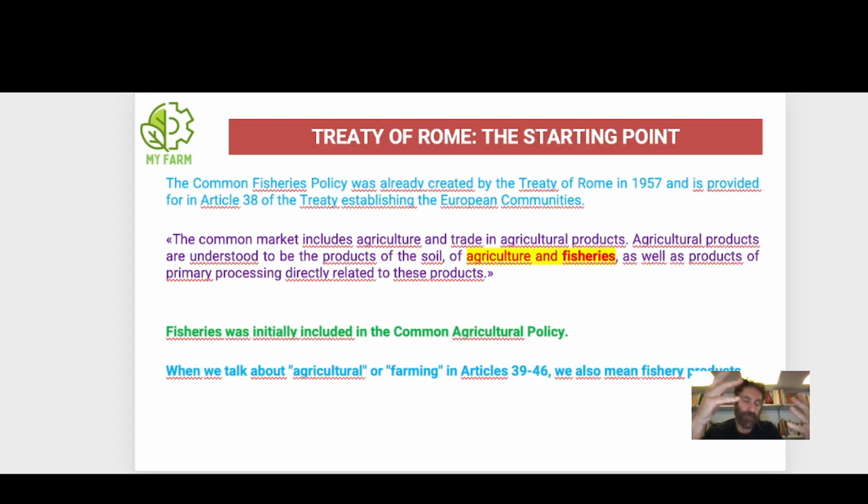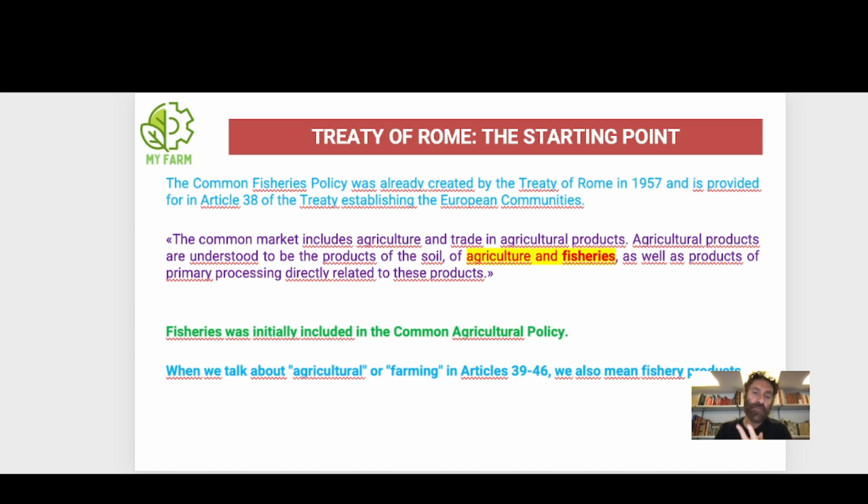The Treaty of Rome, in the origin, established the common agricultural policy with core objectives that we could summarize as increasing productivity, ensuring fair farmer income, stabilizing markets, guaranteeing food supply, providing reasonable consumer prices. These goals, which are still central today, aim to balance the economic and social needs of both producers and consumers.